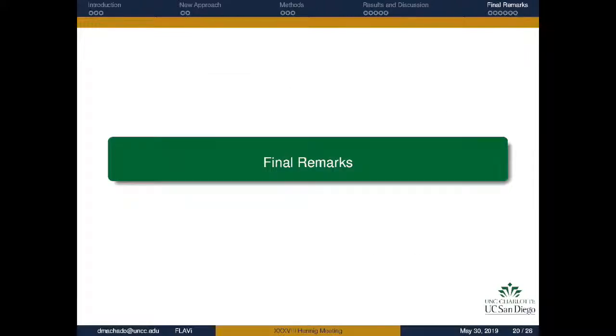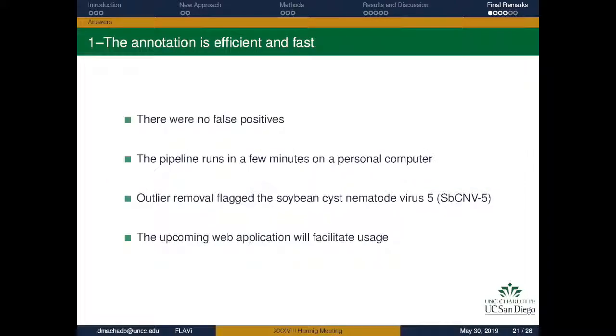Now for the main conclusions. The annotation is efficient and fast. We observed no false positives, and the pipeline runs in a few minutes on a personal computer. The outlier removal flagged the soybean cyst nematode virus 5, adding to the hypothesis that it does not belong to Flaviviridae. Our team is currently working on a web application to facilitate the usage of the pipeline.